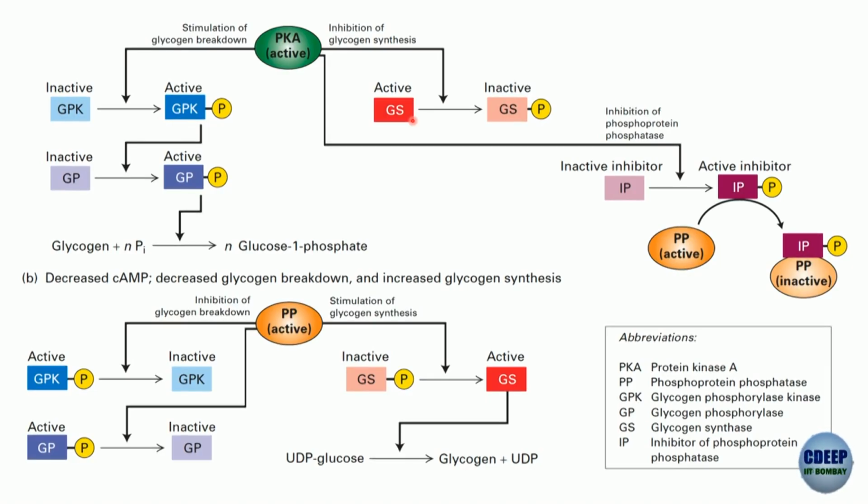So if this PKA has these substrates in your liver, it is not necessary that PKA will have the same substrate when you take it and put it in your neuronal cells, or neurons, or some other epithelial cells. It's not necessary.